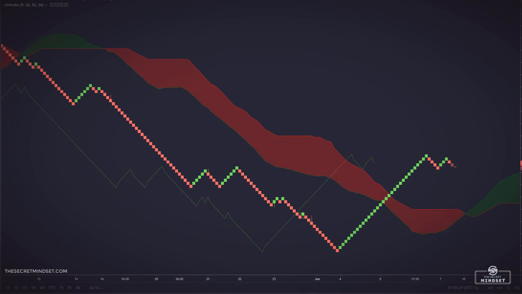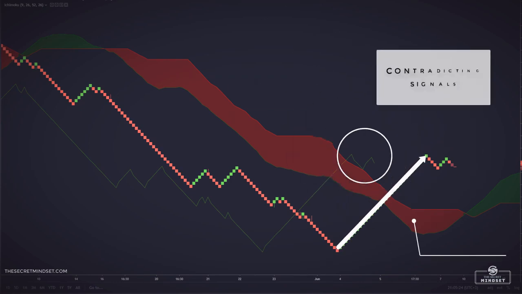In real time, we have contradicting signals. So the price broke through the cloud, which is still red, and the lagging span also made its way on the other side of the cloud. So at the time being, no shorts here for now.